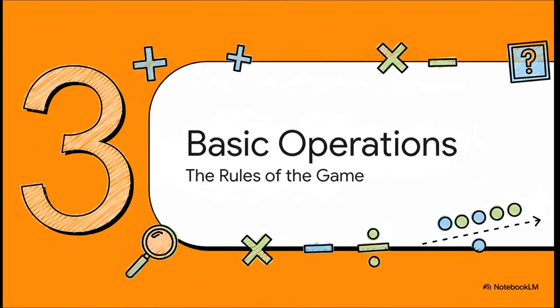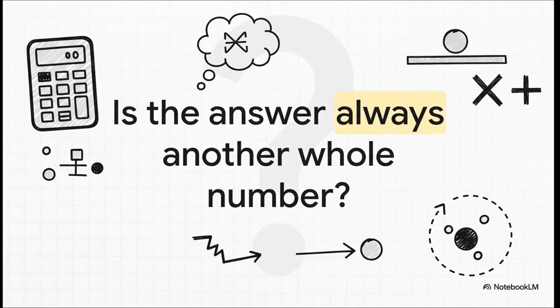All right, so we know who they are, we know where they live. Now let's see how they play together. What happens when you add them, subtract them, multiply, and divide them? These are basically the rules of the game. And this brings us to a really interesting question. If you take any 2 whole numbers, whatever they are, and you do some math with them, are you always going to get another whole number as your answer?